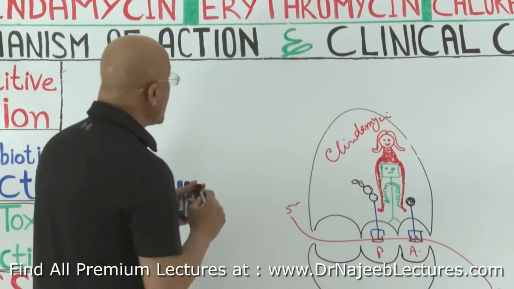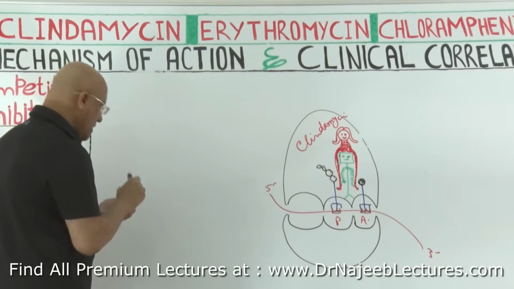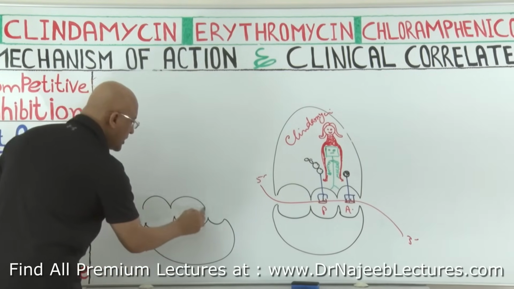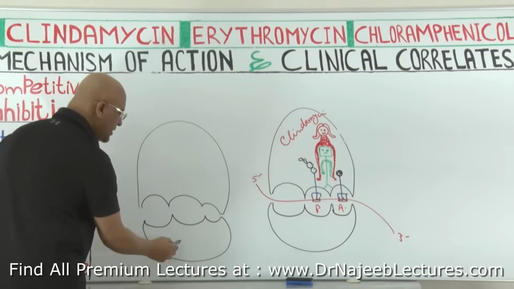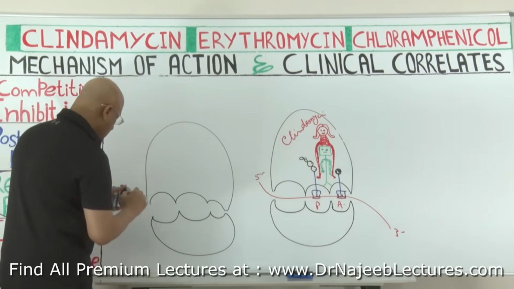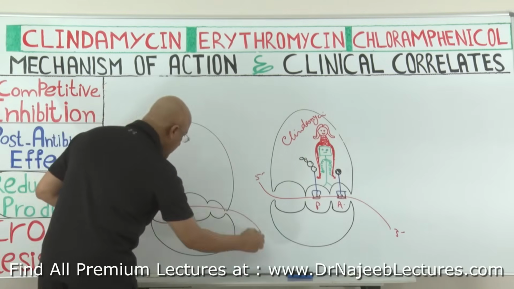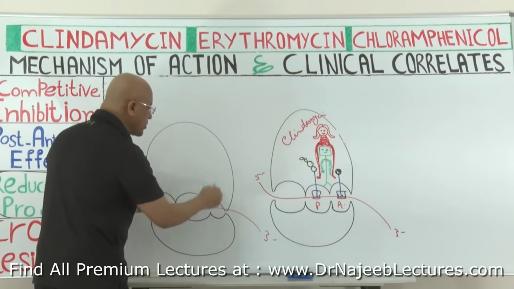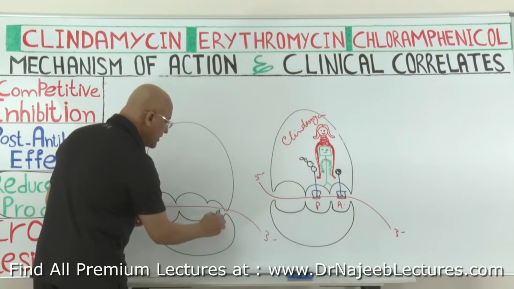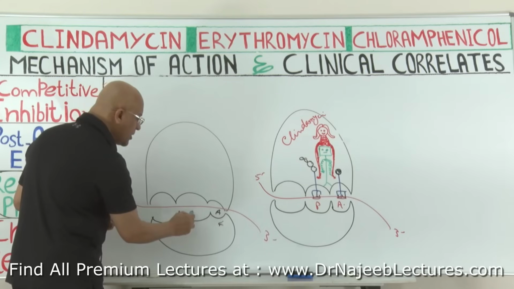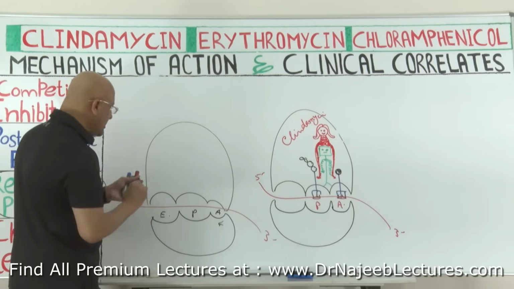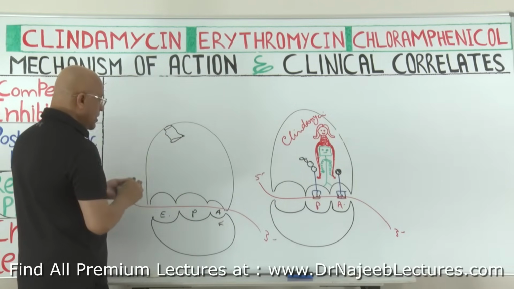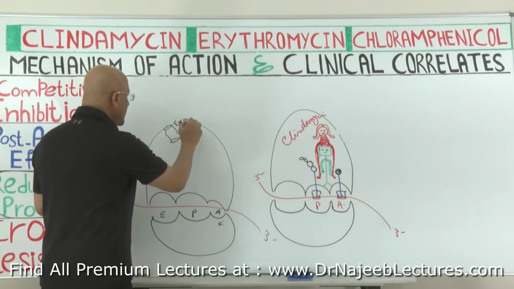Now let's compare it with the macrolide function. Okay, basic, we are drawing the ribosome, 30S, 50S, and here is your messenger RNA with 5' end and 3' end, and this area is going to be the A site, and this area is going to be the P site, and this is the E site, and here is your, what is this? Exit tunnel.